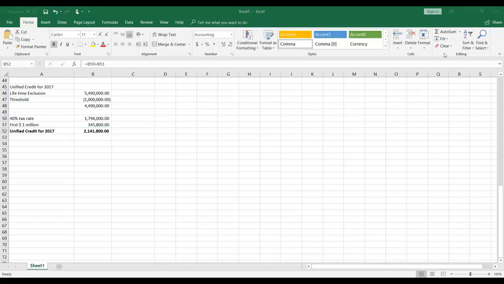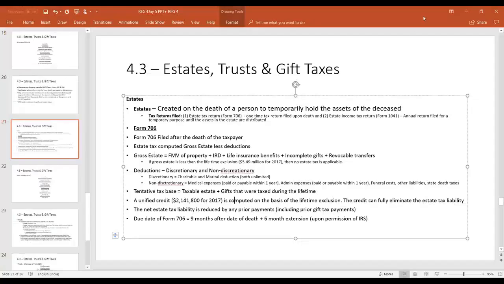Okay. Going back. So once you apply the credit, you have the net estate tax liability, which you would reduce by any prior payments. Remember, we took the cumulative gifts, right? So we would reduce by any gift tax payments that you've made previously to arrive at the current estate tax liability. Now, what is the due date of Form 706? It is 9 months after date of death, plus you can get a 6 months extension, for which you generally need to take permission from the IRS.